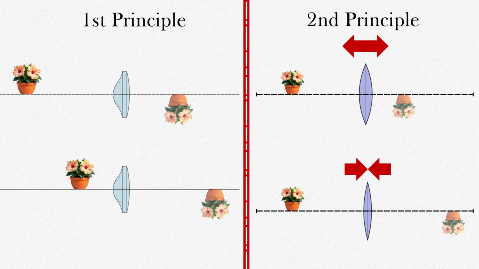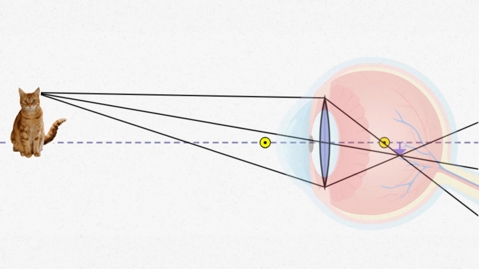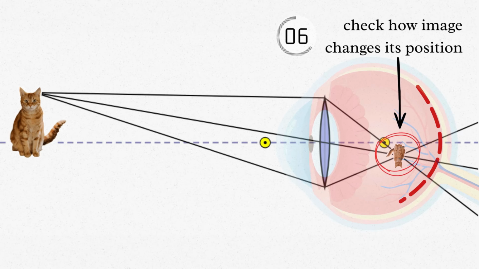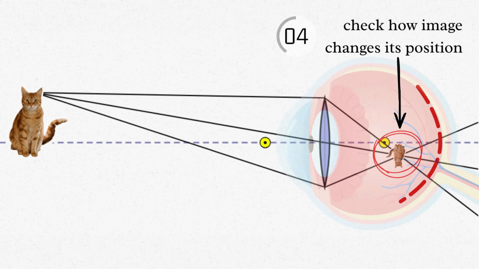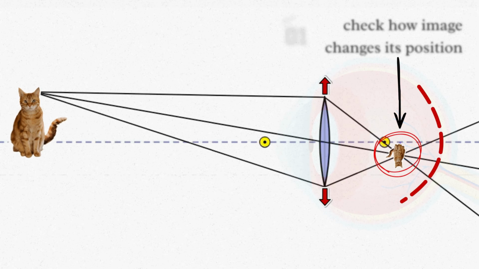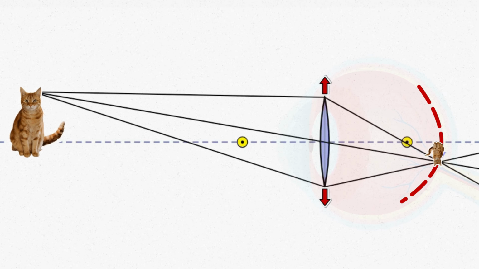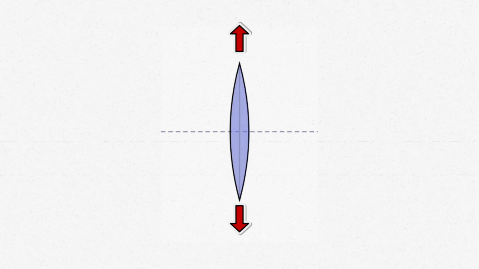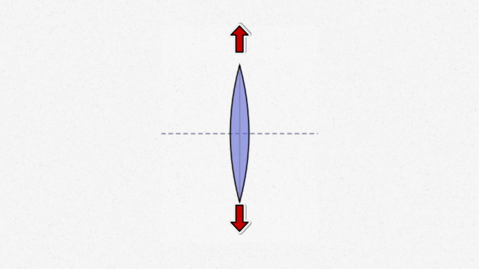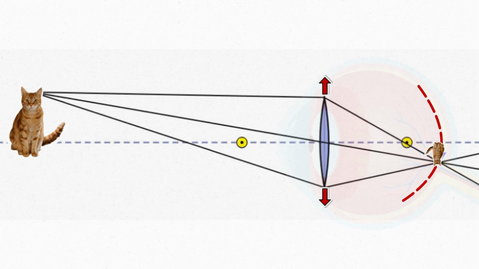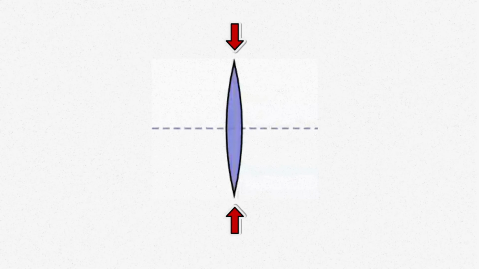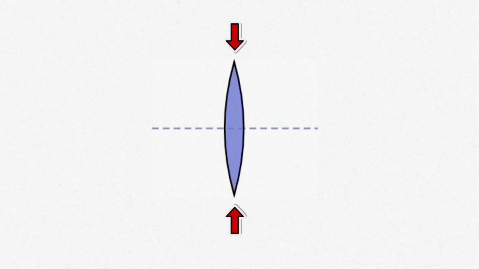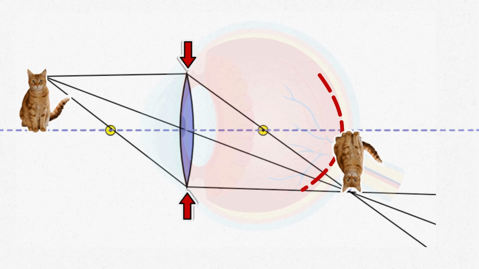Implementing these two principles on an eye, farther the object from lens, nearer the image is formed, that is before retina. But image should and must form on retina only. To solve this, eye changes the shape of its lens. For distant objects, lens of our eye stretches, becoming flatter, increasing radius of curvature, thus making image form on retina. For nearer objects, lens contracts, becoming more curved, decreasing radius of curvature, thus making image form on retina.